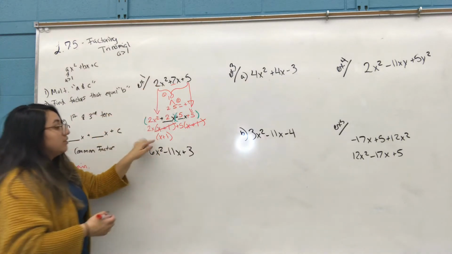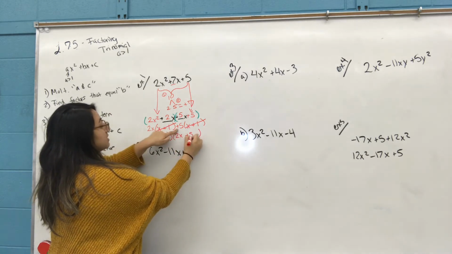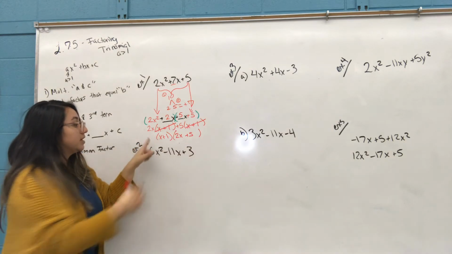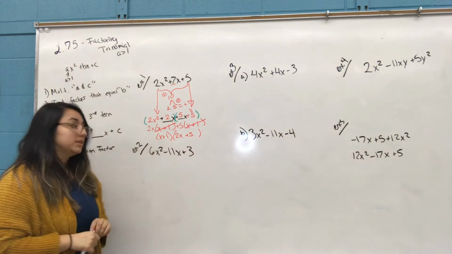Here, now we factor out x plus 1, and what's left is 2x and a positive 5, and that's your answer. So they have in the book 2x plus 5 times x plus 1. Doesn't matter which way you put it, as long as you have the same numbers and the same signs between the parentheses.